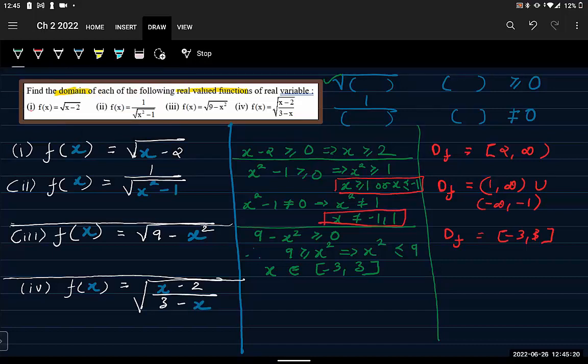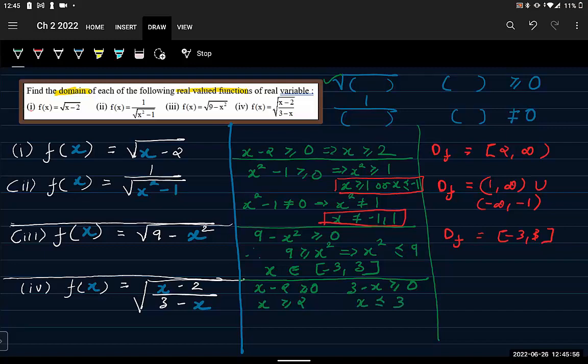Again, root and denominator both are involved over here, so we will satisfy both the conditions. First, we can say 3 minus x should be greater than or equal to 0. We can say x minus 2 should be greater than or equal to 0. Numerator also has a root. 3 minus x should be greater than or equal to 0. So we can say x is greater than or equal to 2 and x is less than or equal to 3.